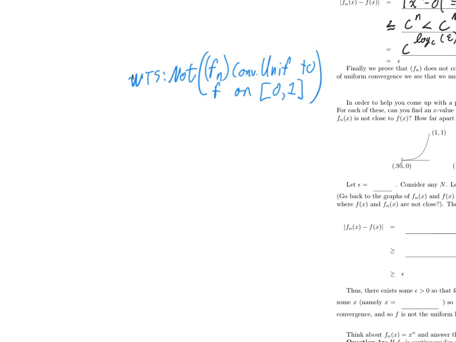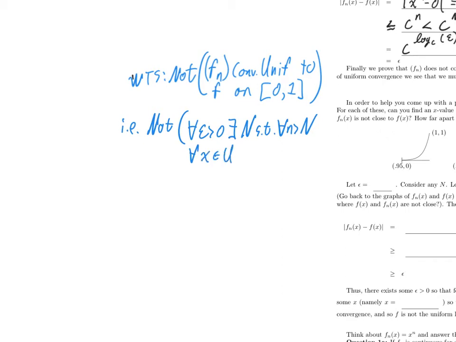So what does that mean? I.e., we want to show not for all epsilon bigger than 0, there exists a choice of big N such that for all little n bigger than big N and for all x in U, absolute value of f sub n of x minus f of x is less than epsilon. So there's what we need to negate.